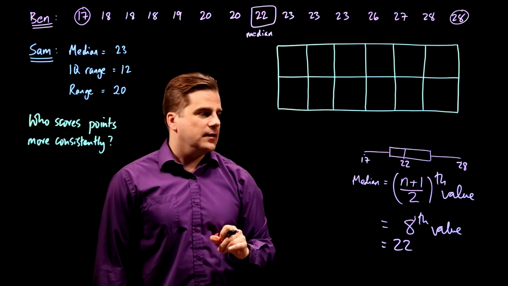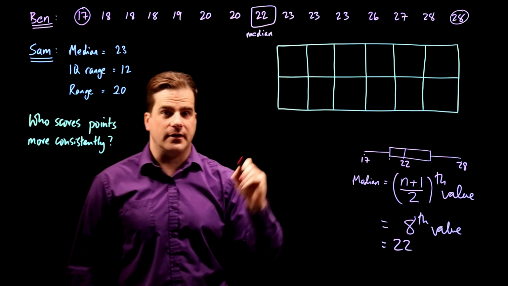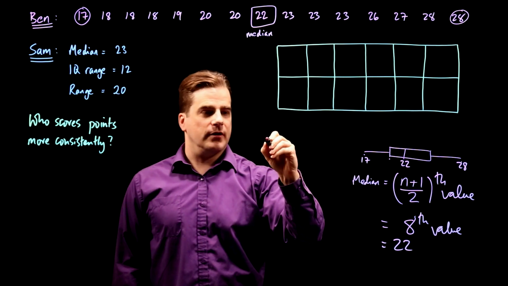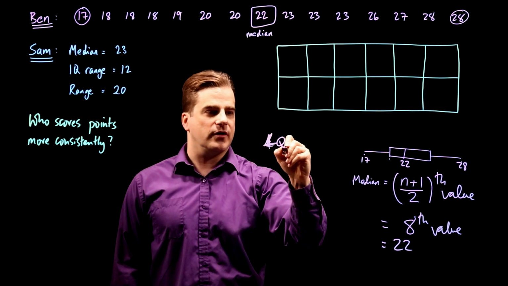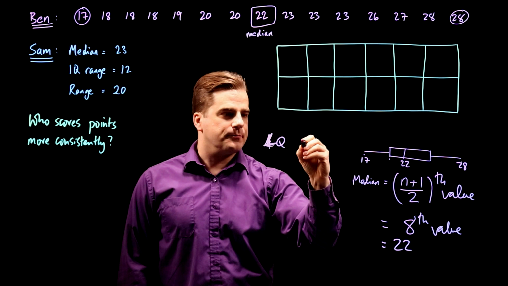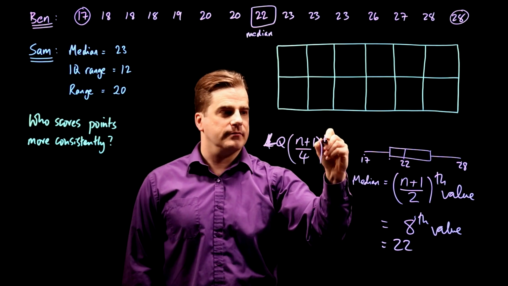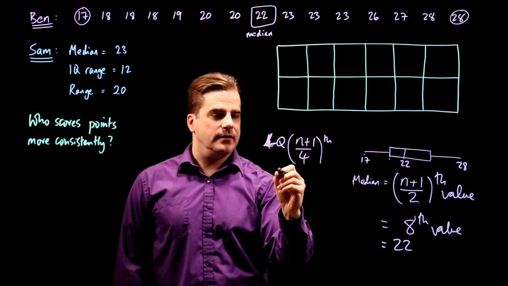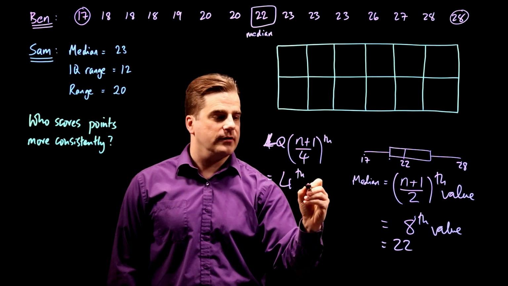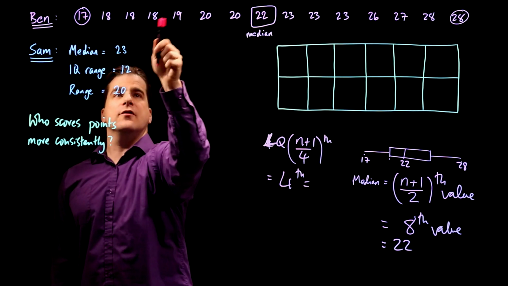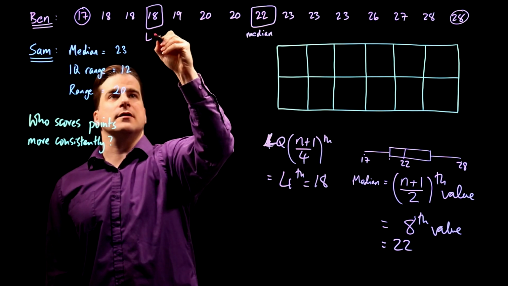Okay, so next, the lower quartile. What's that value going to be? Well, to work out the lower quartile, it's the (n plus 1) over 4th value, okay? So 15 plus 1 is 16 divided by 4. It's going to be the 4th value. 1, 2, 3, 4. Okay, it's 18. All right, that's the lower quartile.